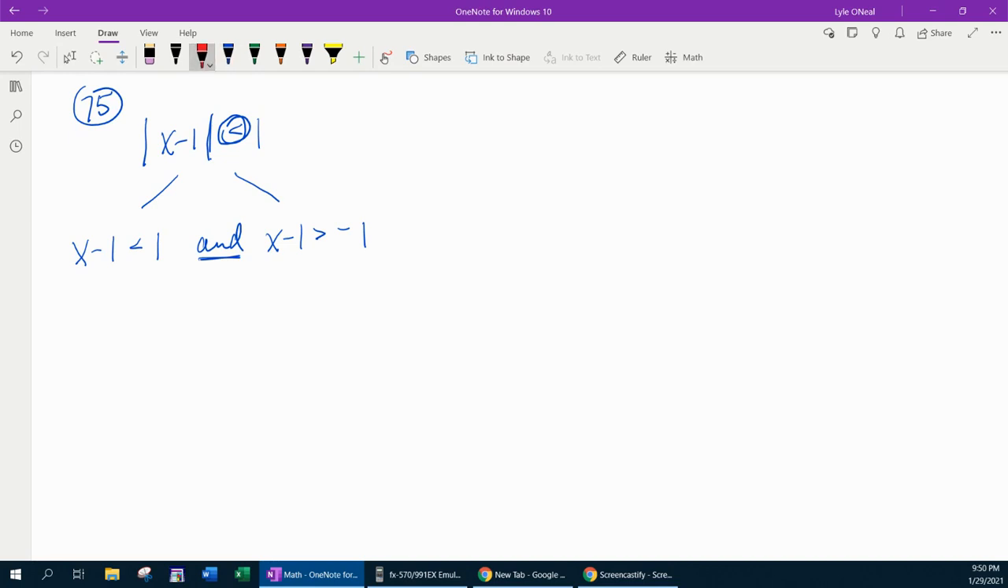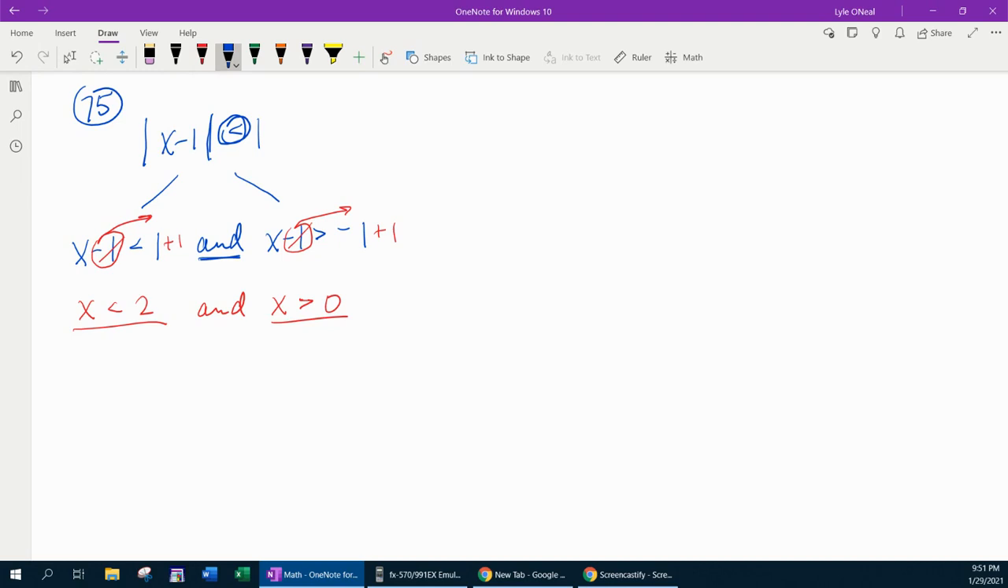Now that I've got it split in 2, I need to solve for x. Moving the minus 1 over makes it a plus 1. X is less than 2. And moving the minus 1 over makes it a plus 1. X is greater than 0. So there's our solution for this absolute value inequality.